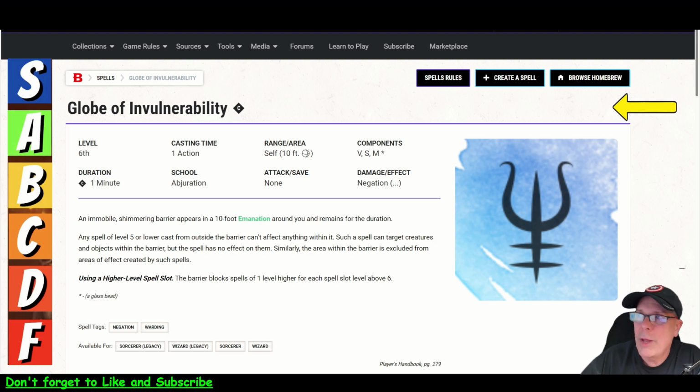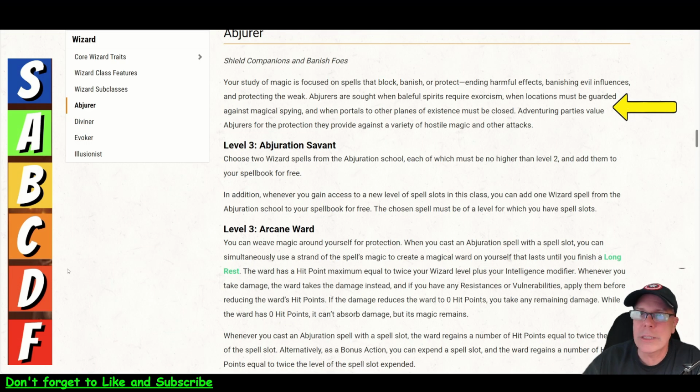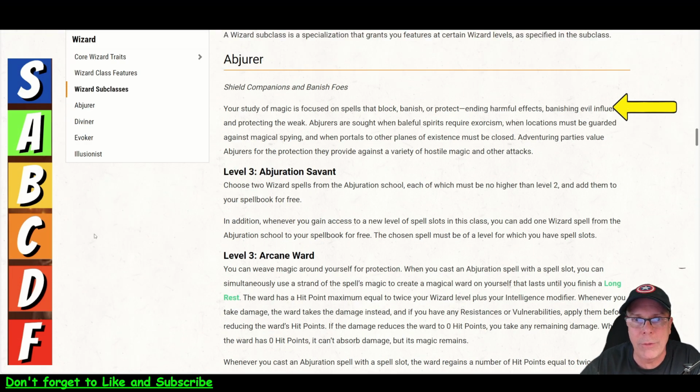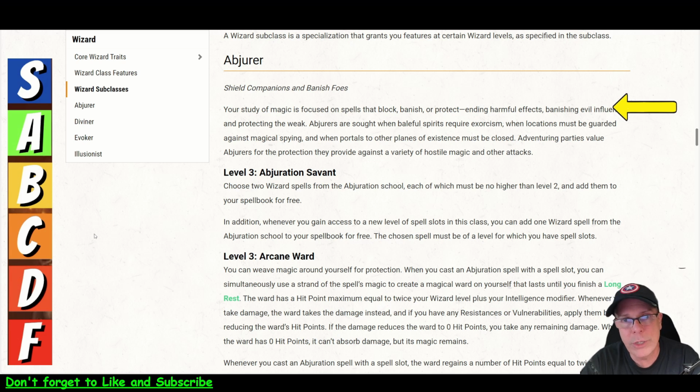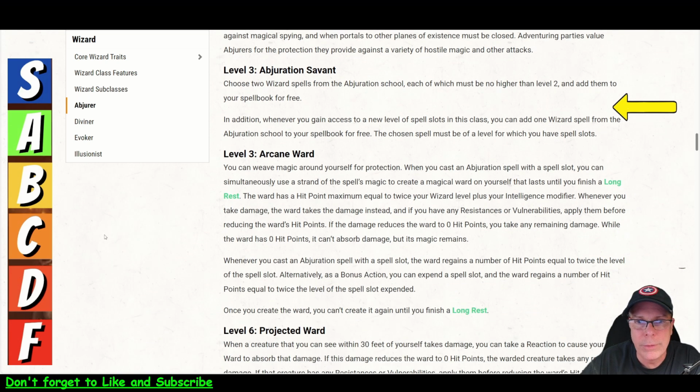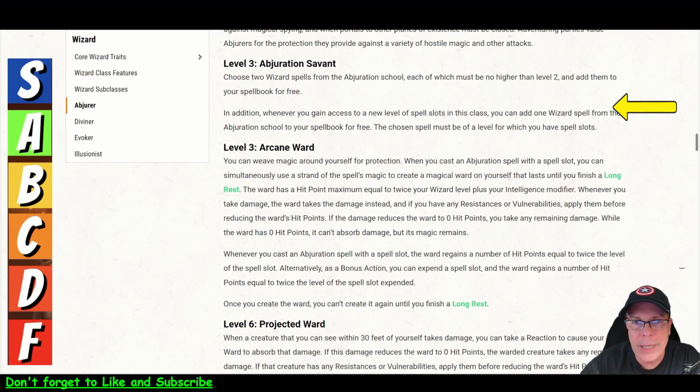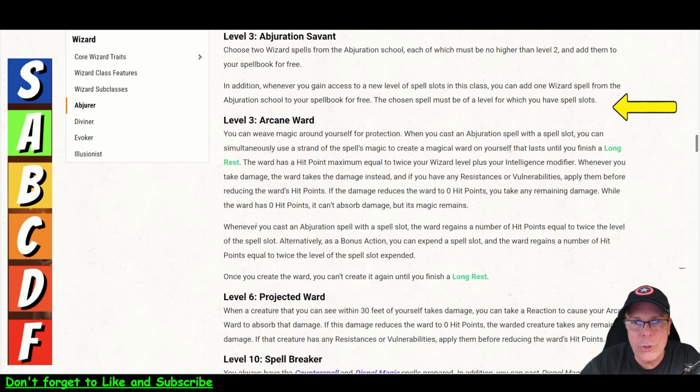All right, so there is a class, I did promise this, there is a class that you should totally be thinking about because it is a wizard spell for this particular spell, and that is Abjurer. And Abjurer with the Arcane Ward, there it is right there. It has a hit point maximum equal to twice your wizard level plus your intelligence modifier. And whenever you cast an abjuration spell with a spell slot, that's Globe of Invulnerability, the ward regains a number of hit points equal to twice the level of the spell. If you cast this as a 6th level spell, it's going to gain 12 points back.